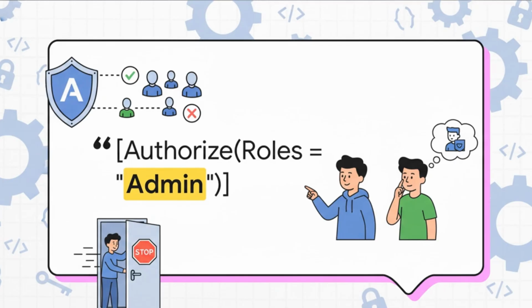By adding that one little authorize attribute right above our controller, we're basically giving the .NET framework a direct order. We're telling it, hey, before you run any of the code in here, stop. Check the user's ID, and if that admin role stamp isn't on it, you turn them away. It's an incredibly simple yet really powerful way to secure your code.